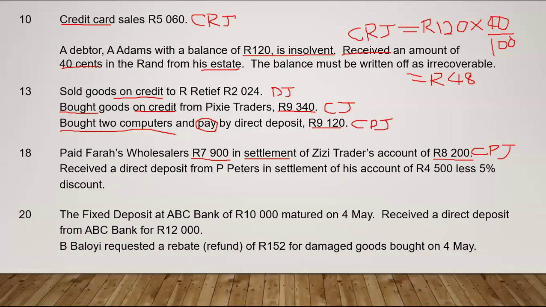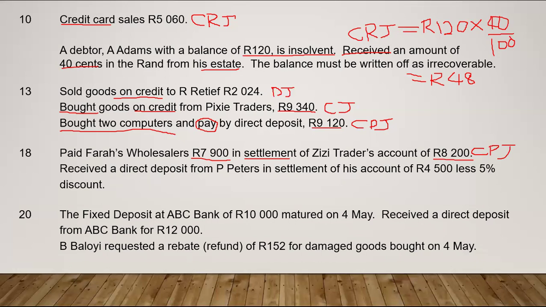And understand, it's us buying, not customers. If it's customers that are buying, it means we are selling. We sell on credit or we sell for cash. When we sell on credit, it will be recorded in the DJ. When we sell for cash, it will be recorded in the CRJ.